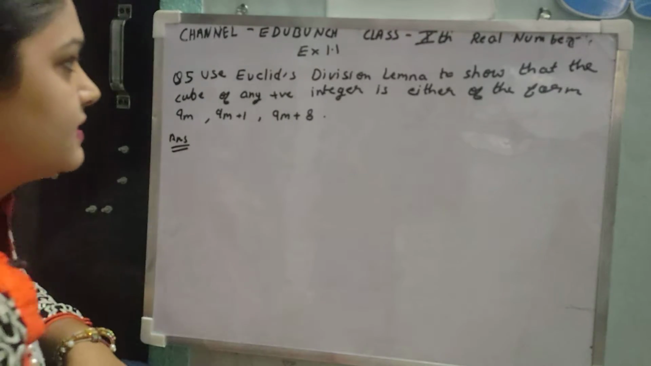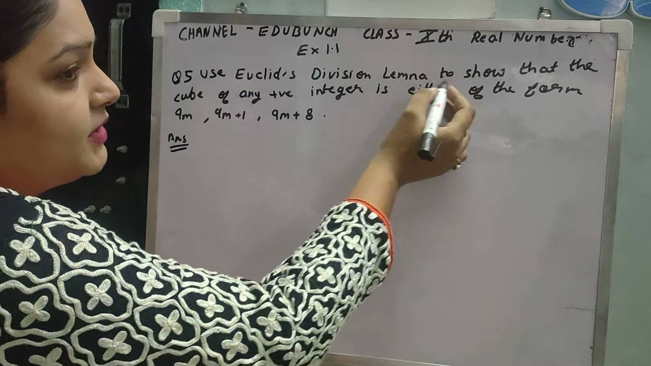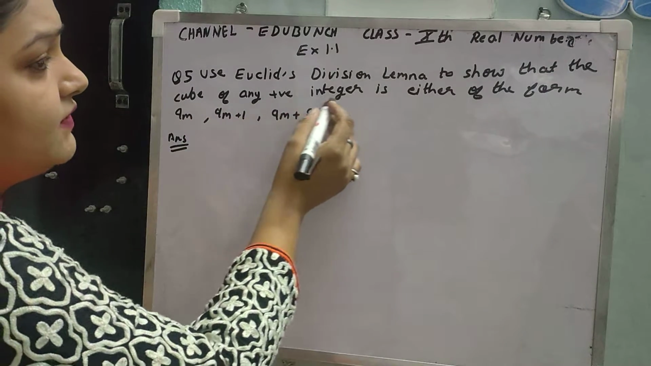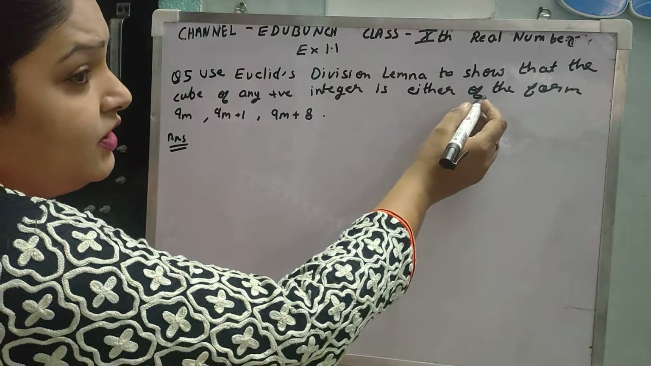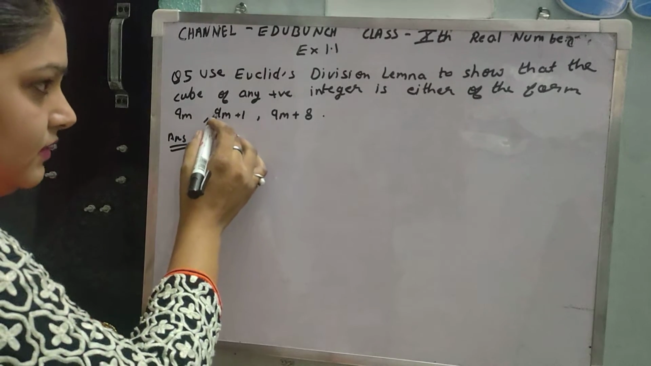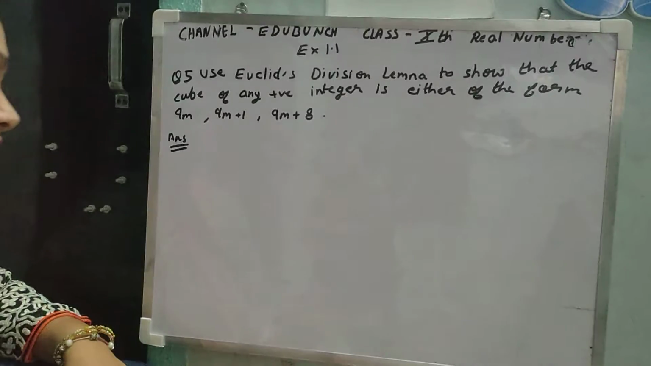Exercise 1.1 from maths, question number 5. Use the Euclid's division lemma to show that the cube of any positive integer is either of the form 9m, 9m plus 1, or 9m plus 8.